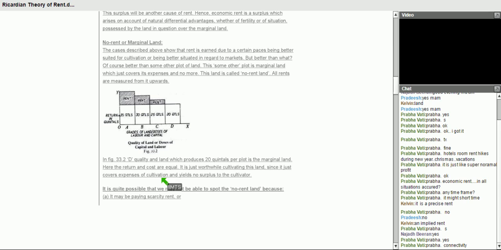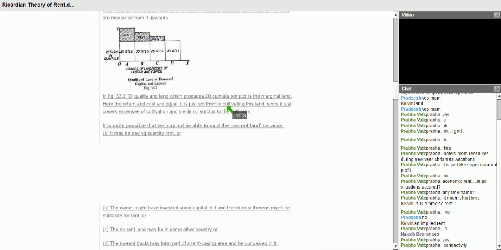So in case of land D, we won't say that we will discard this piece of land. If I am the owner of that piece of land, then for me it will be worthwhile to cultivate it, because it covers the expenses of cultivation and yields no surplus. So if I am the owner, I need not earn anything, but I need not lose anything. So in the most difficult situation I can go to land D for only this purpose.